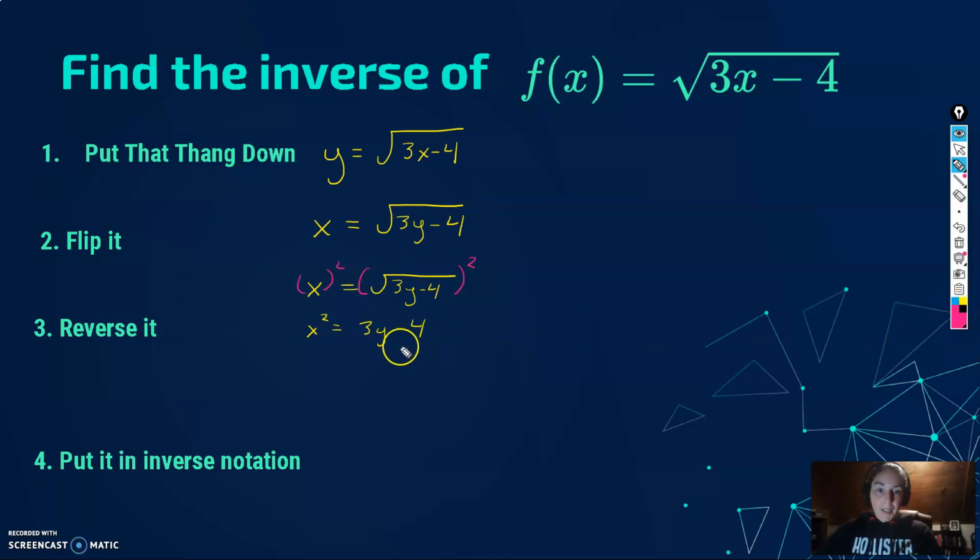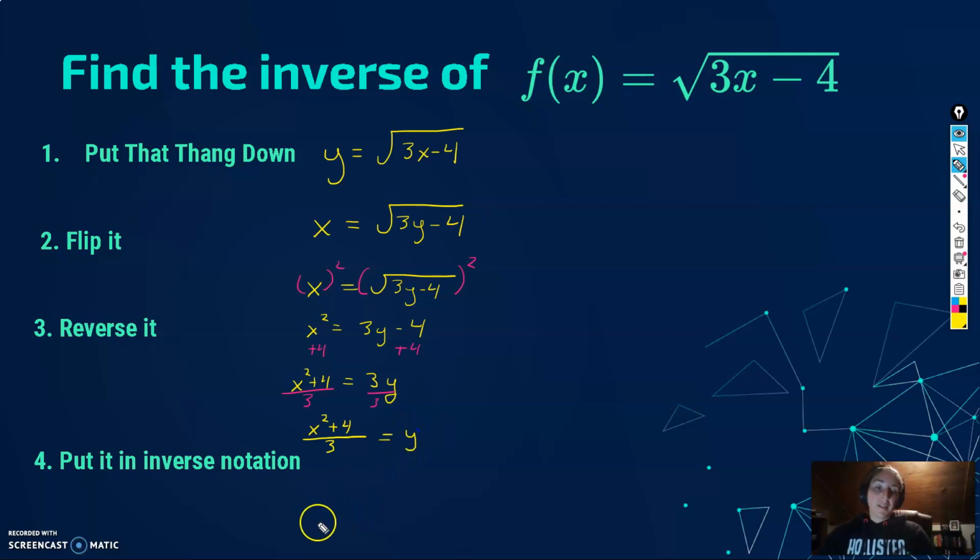Let's get rid of the 4 next by adding it to both sides. So now we have x squared plus 4 equals 3y. Last step, let's get rid of that 3. We're being multiplied by 3, so let's undo that by dividing, just inversing all over the place. So we have x squared plus 4, the whole thing is going to get divided by 3. Now that is equal to y.